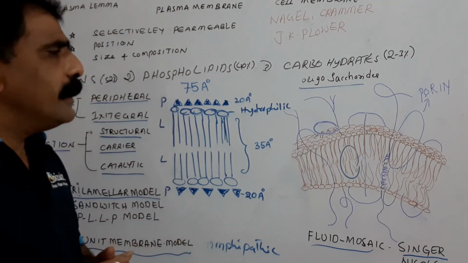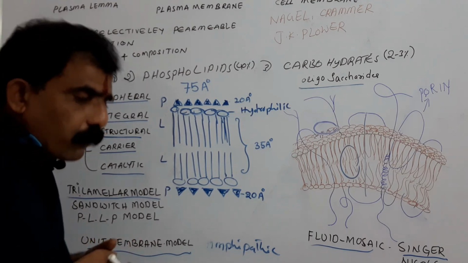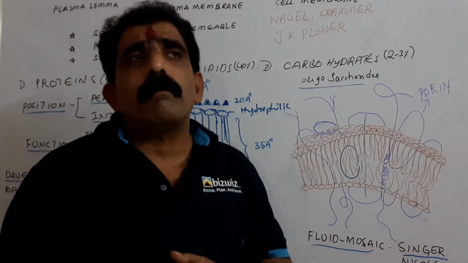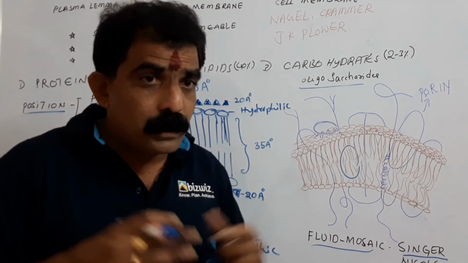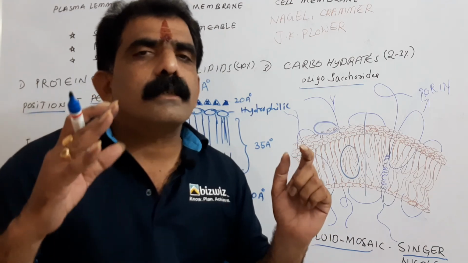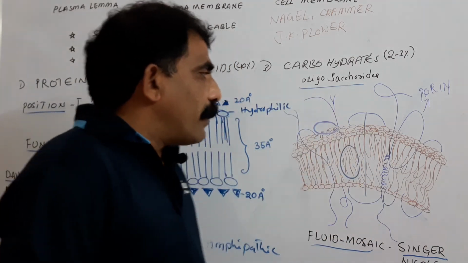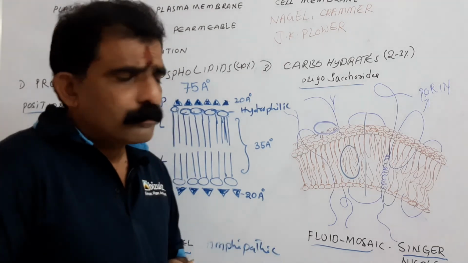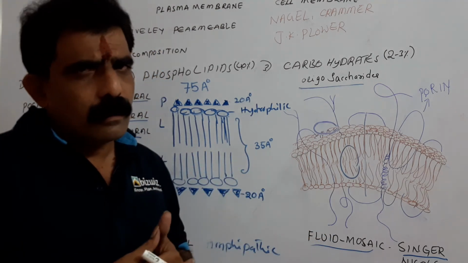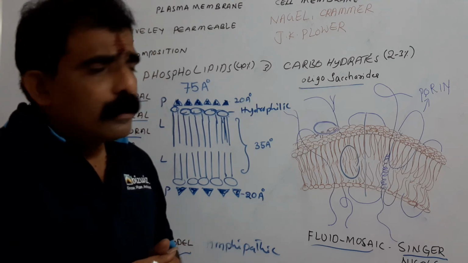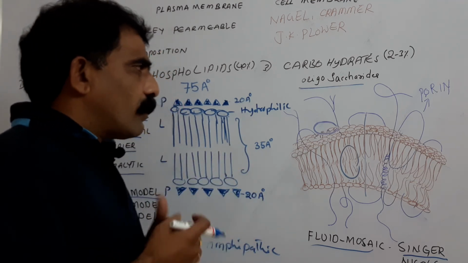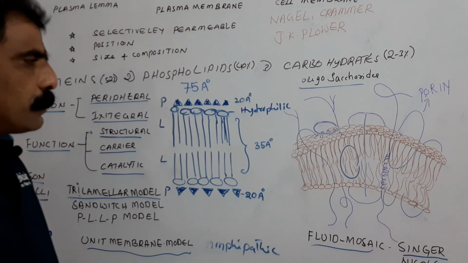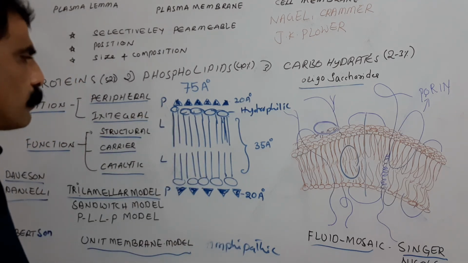How is fluidity caused in the plasma membrane? The fluidity is because of the phospholipids. Most of the phospholipids are made up of unsaturated fatty acids, which are liquid in nature. So, because of the presence of these unsaturated fatty acids, the plasma membrane is fluid in nature. Actually, it is quasi-fluid, meaning semi-fluid. This fluid nature is because of the unsaturated fatty acids present in the phospholipids. So phospholipids cause the fluid nature of the plasma membrane.